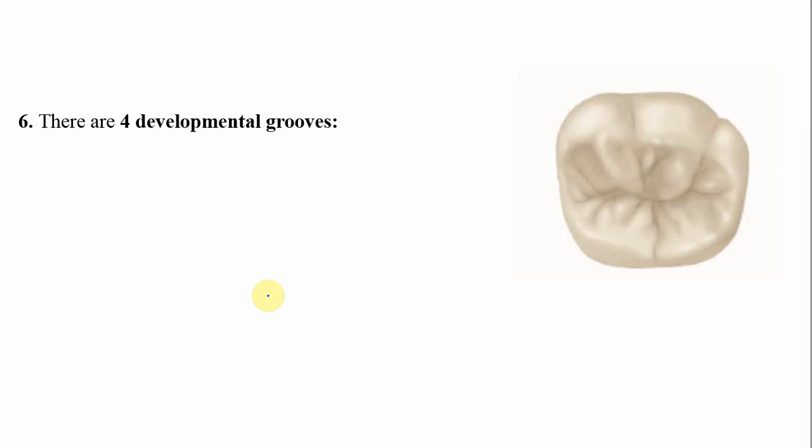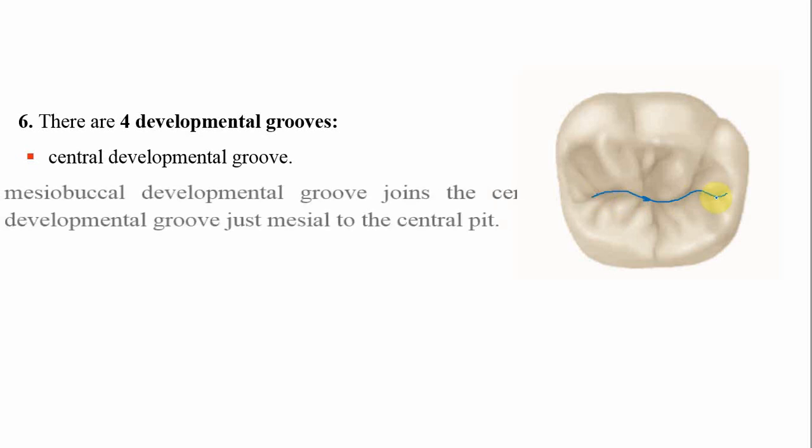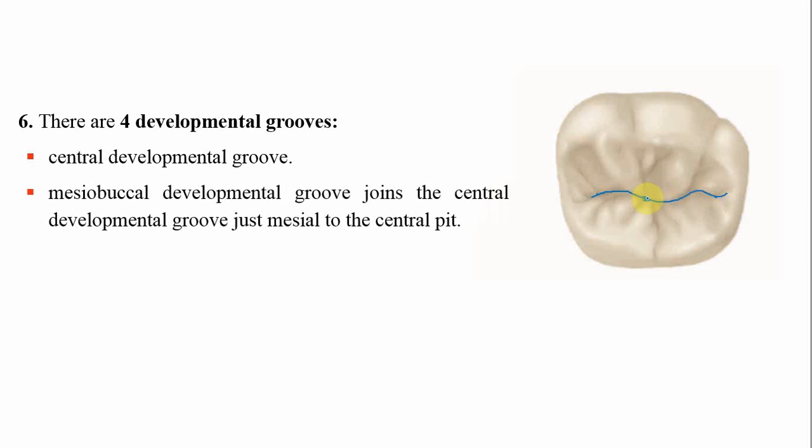There are 4 developmental grooves. The main groove is the central groove. The central groove has a somewhat irregular or zigzag course originating from the central pit and running both mesially and distally to end in the mesial triangular fossa and distal triangular fossa. Just mesial to the central pit, the mesiobuccal developmental groove joins the central groove and runs buccally between the mesiobuccal and the distobuccal cusps to end in the buccal surface.